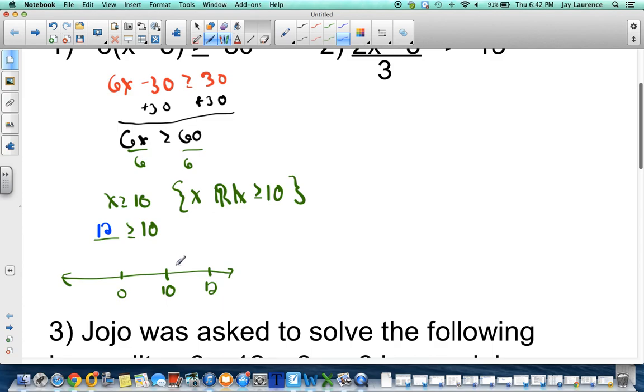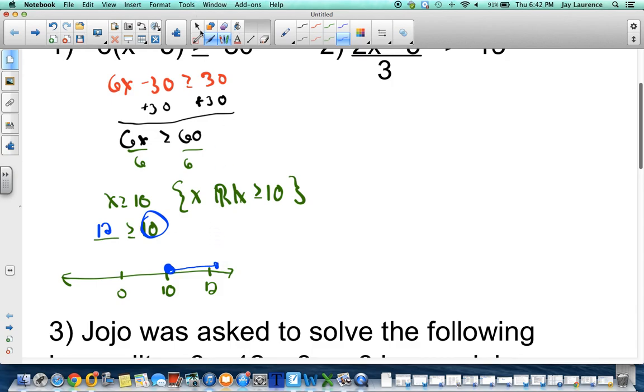So do I need an open point or a closed point here at 10? Well, it's a closed point, right? Remember, because it says equals 10, the number I put in there could be 10. Could be 11, could be 11 and a half, 11 and 3/4, could be 1,655, any number that's 10 or greater. And so I will shade this way.